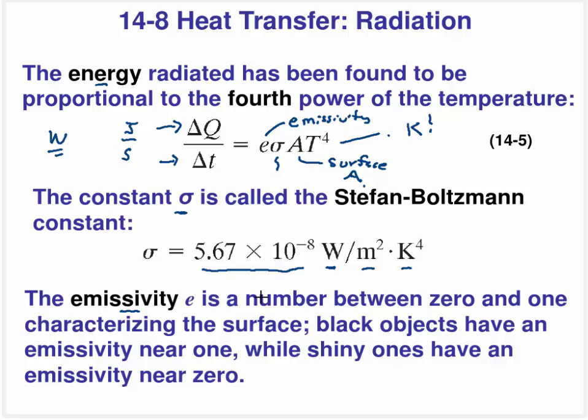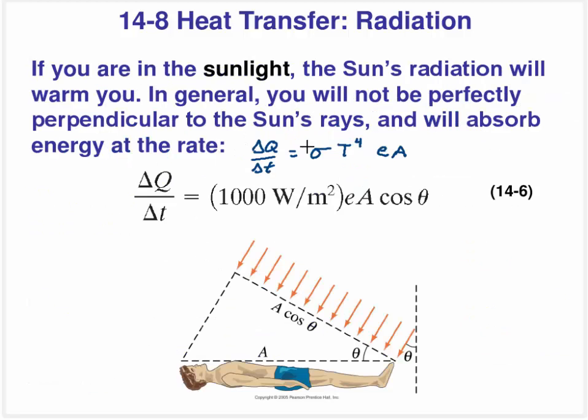This emissivity is actually going to be a value between 0 and 1, characterizing how well it emits. Black objects, or black bodies as they're called, typically have an emissivity near 1. So if you read a problem and it doesn't give you an emissivity, it just says it's a good radiator, then you set emissivity equal to 1. That's a good radiator. Shiny objects or white objects are going to have emissivity near 0.